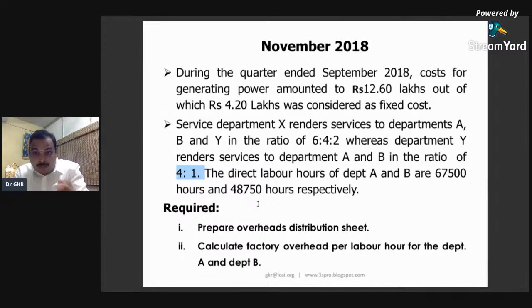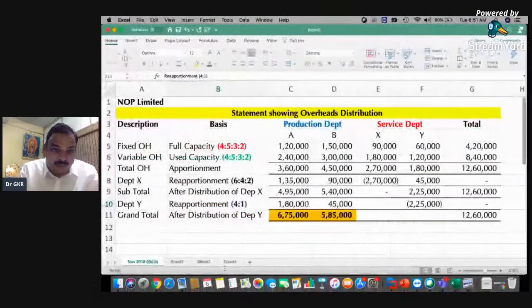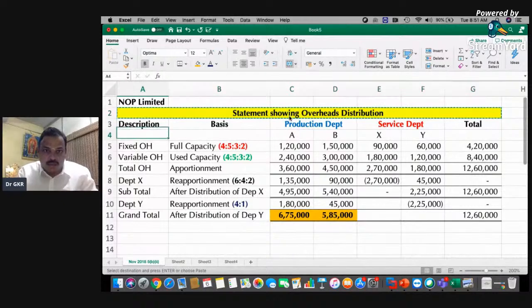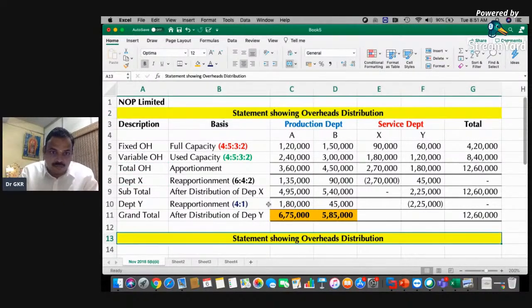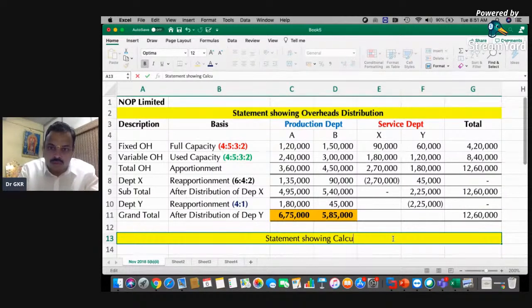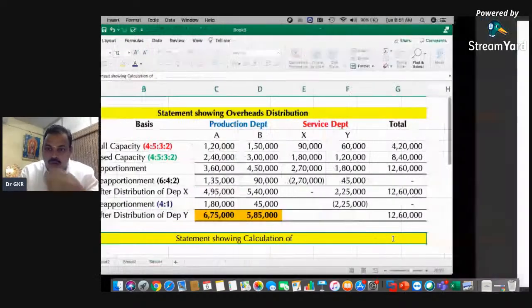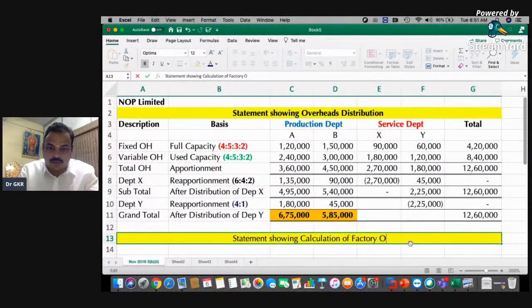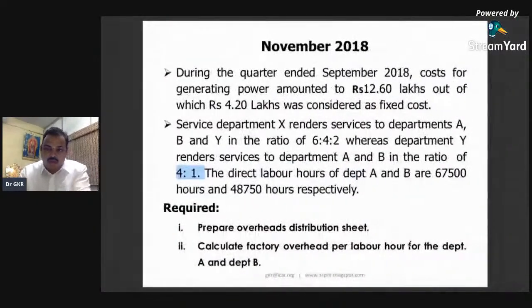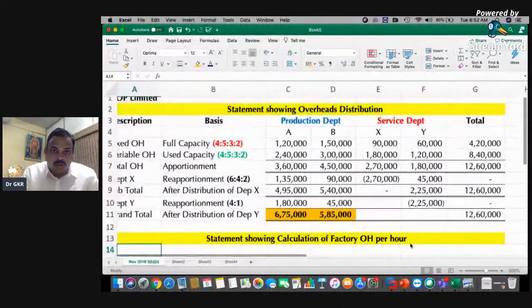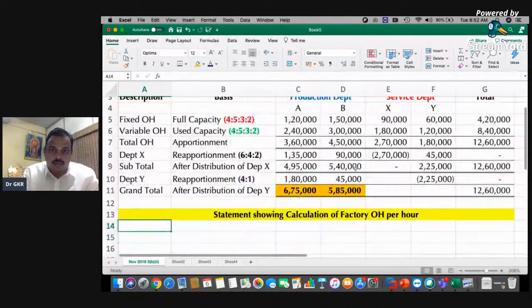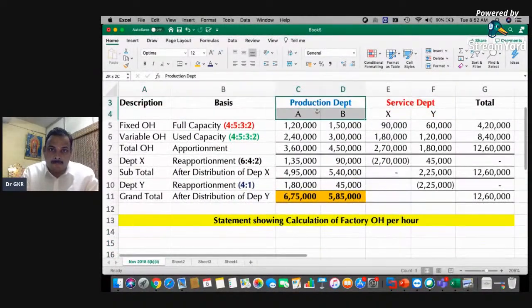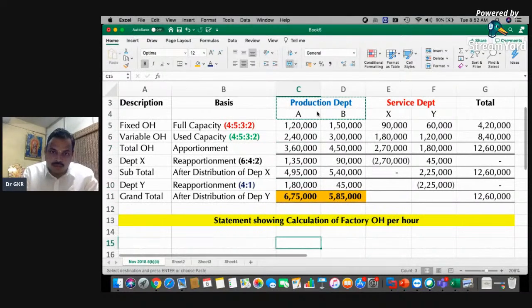Calculate factory overhead per labor hour for department A and B. So that is the next one. So statement showing calculation of your factory overhead per hour for department A and B. So what is your production department A and B? This is your production department.